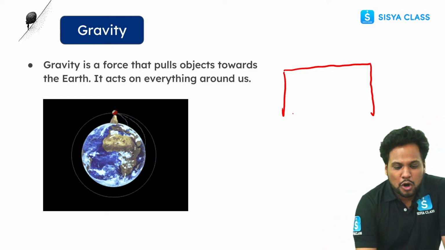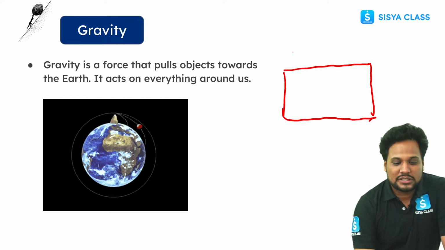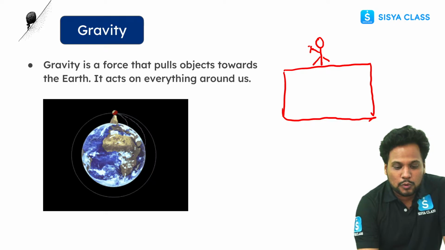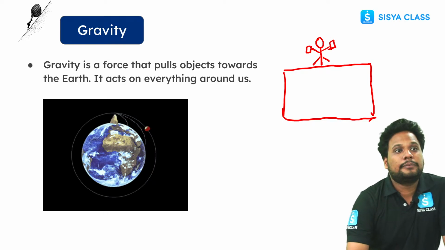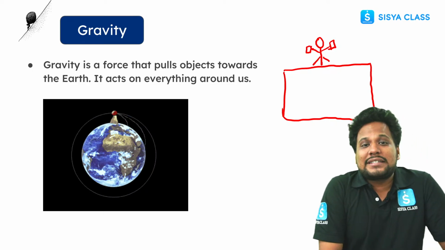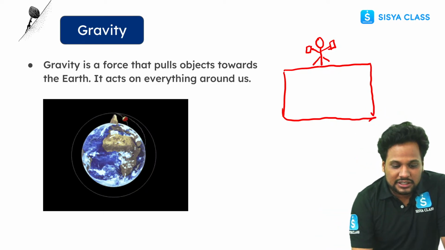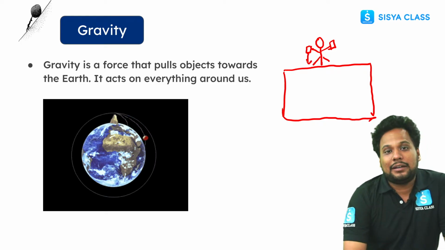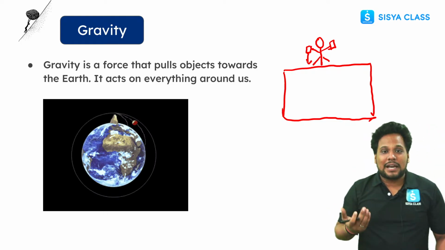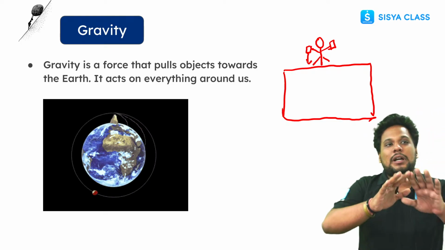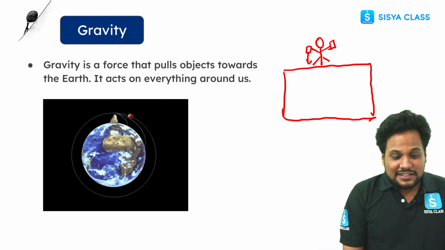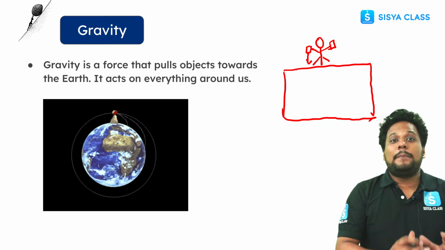Let's suppose you are standing on a very big magnet, and you are holding two small magnets. Now tell me, will these two small magnets attract each other, or will these small magnets be attracted to the big magnet? Tell me. Yes, the answer is these small magnets are going to be attracted to the big magnet, right?